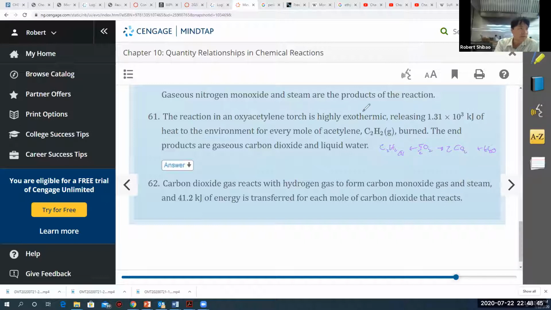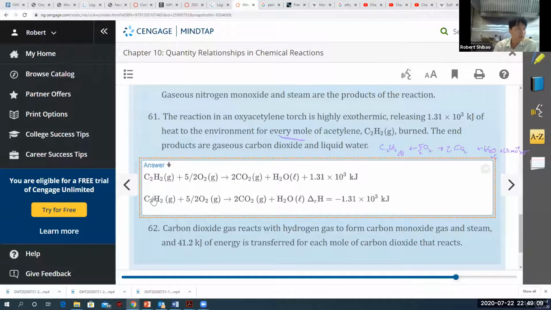This is for every mole. So this is per mole of acetylene. And so this is right. And so we'd end up forming 1.31 times 10 to the third kilojoules, or we rewrite this and write delta H on the side, H2O liquid. That's a standard way. So the standard way it's written is the bottom one here. And so this is the number of kilojoules for the reaction as written here. This is the Chem 4 way here.